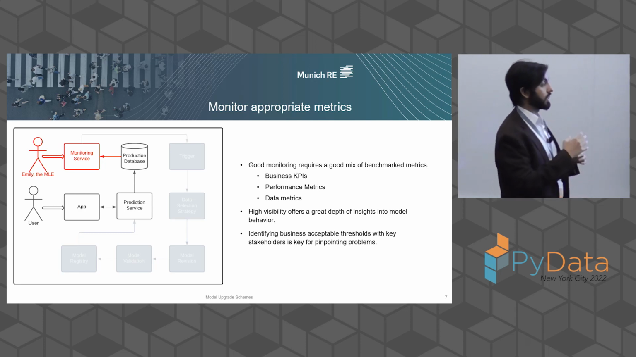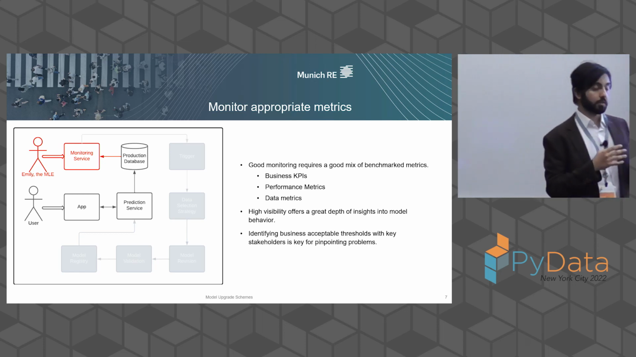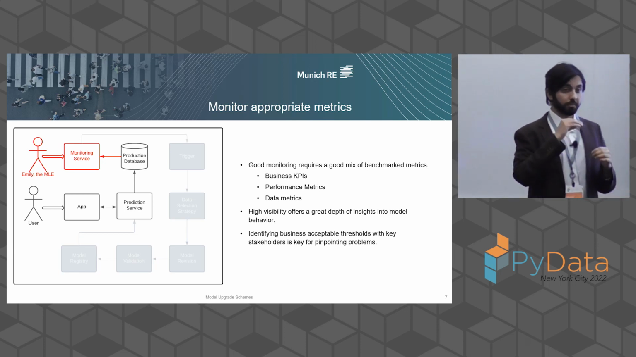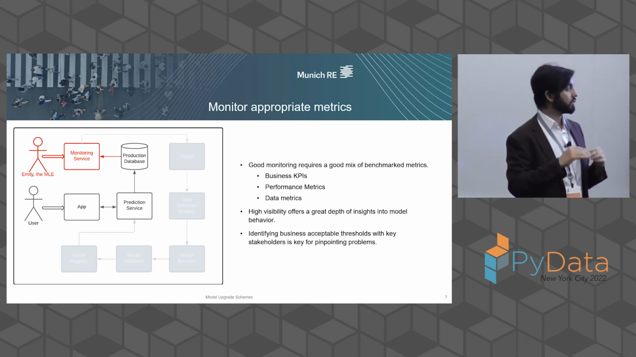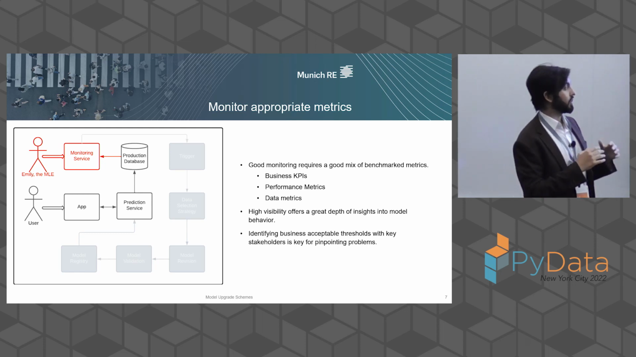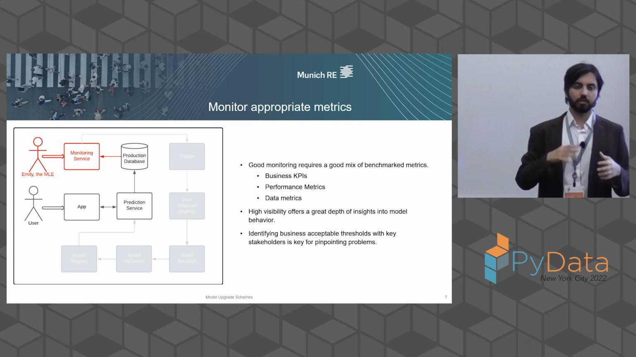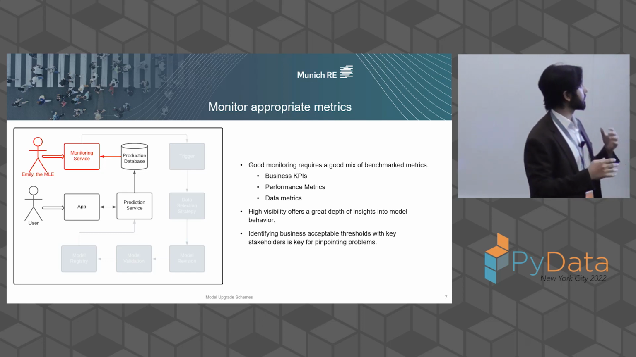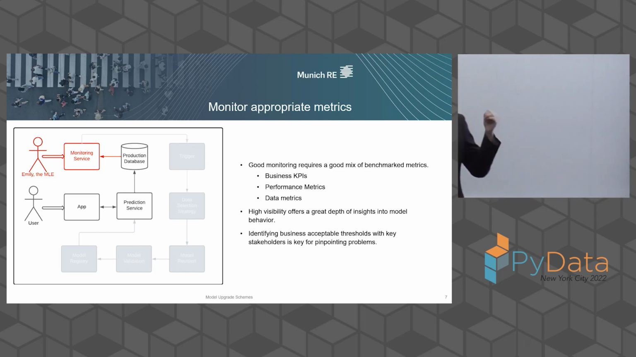And the next step is identifying acceptable thresholds. Because to be able to pinpoint problems, you need to have acceptable thresholds. And once you have those thresholds, you can be a little more confident about what's happening in the model and the data.